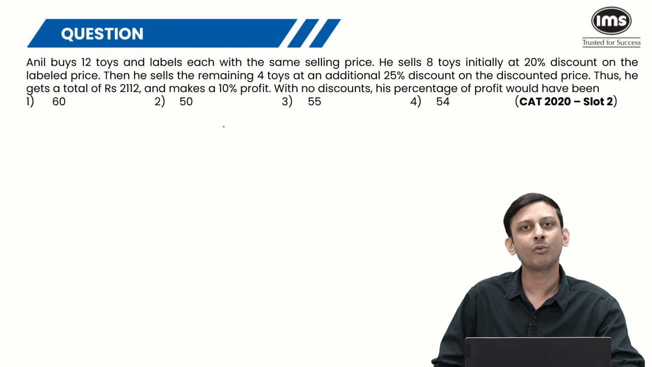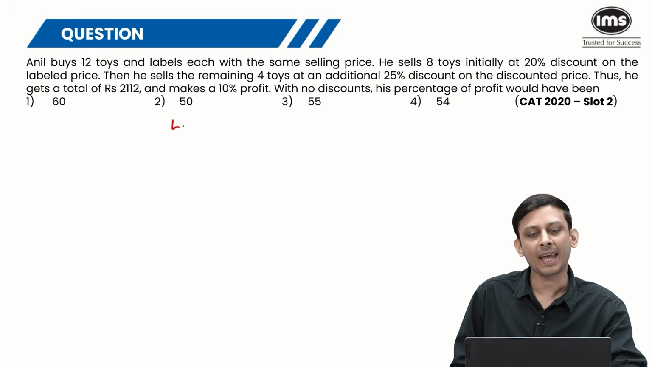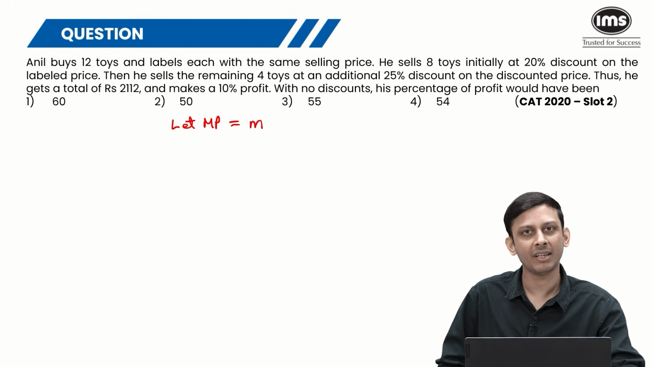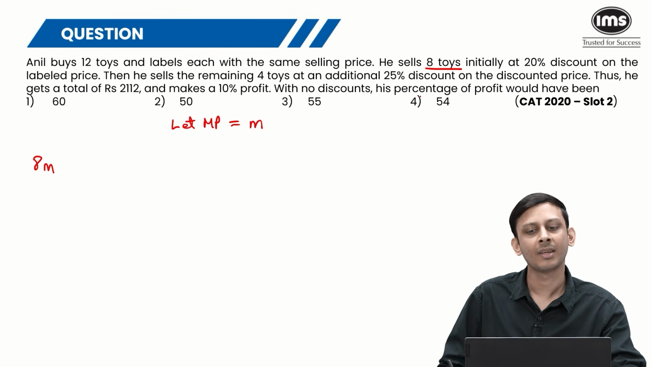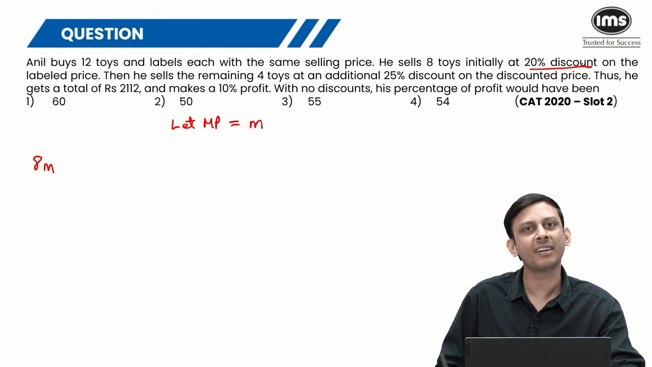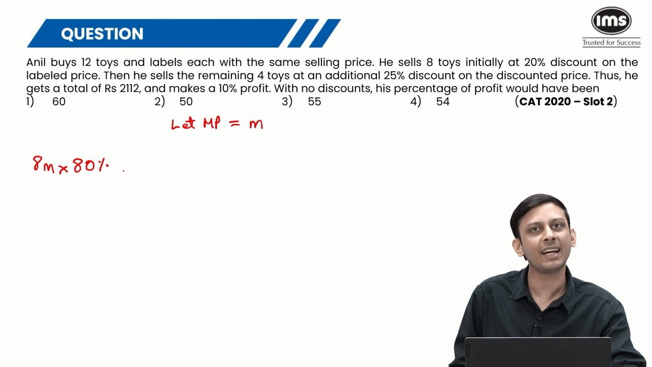Now, the traditional method would involve using variables, calculating actual marked price, actual cost price. So I give you an idea about the traditional method. See, if I take the marked price to be M, okay, you can even take 100M if you want. That will make the calculation a bit easier. But still, if you take marked price to be M, then for 8 toys, total marked price will be 8 into M. And then we'll be selling them at 20% discount. So price will be reducing by 20%. So it will become 80% of the price. So this will be the selling price for 8 of the toys.